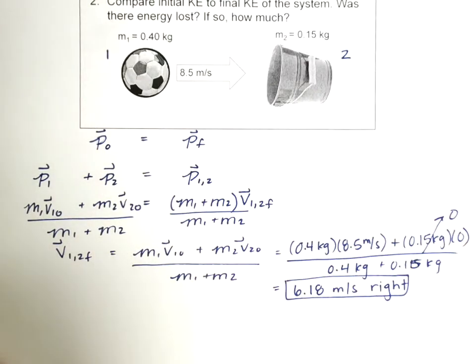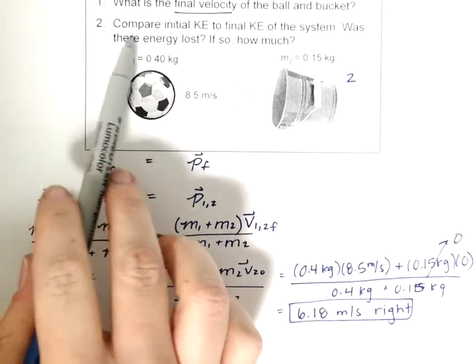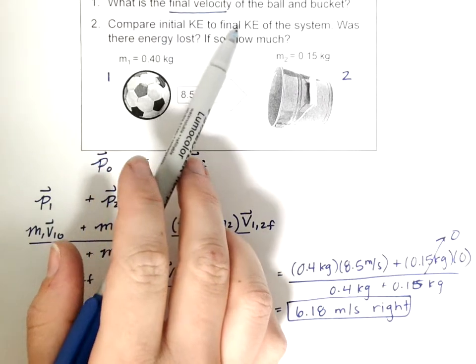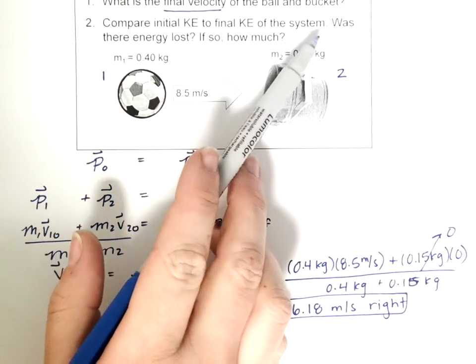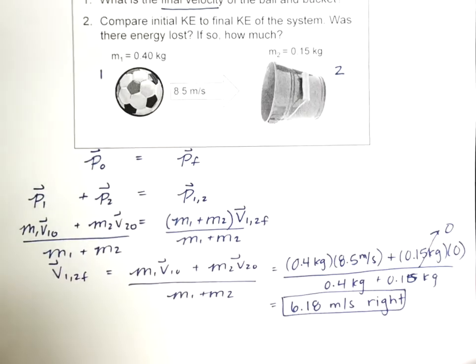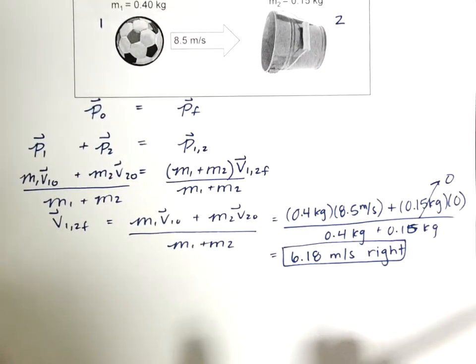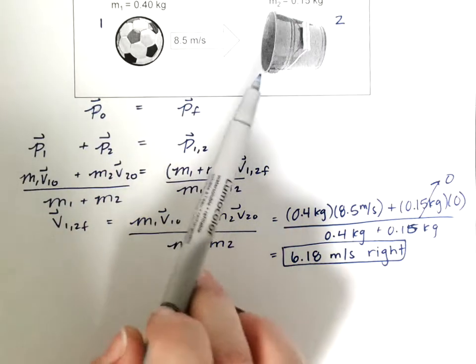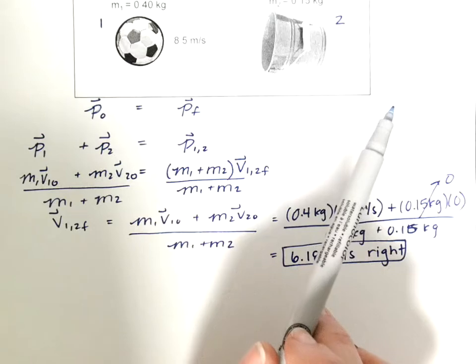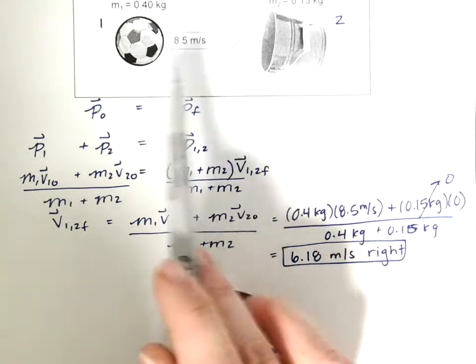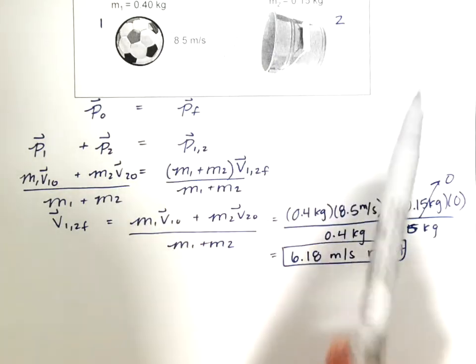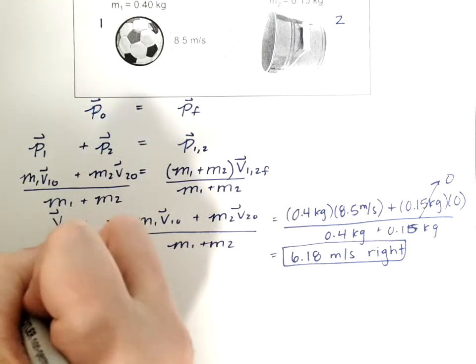Okay, for the second question, it says to compare the initial kinetic energy to the final kinetic energy of the whole system. Was there energy lost? If so, how much? In these collisions, especially inelastic collisions, energy isn't conserved, meaning the energy initial of the whole system isn't going to be equal to the energy at the end, because there's friction lost when a collision happens, especially when they move off together.